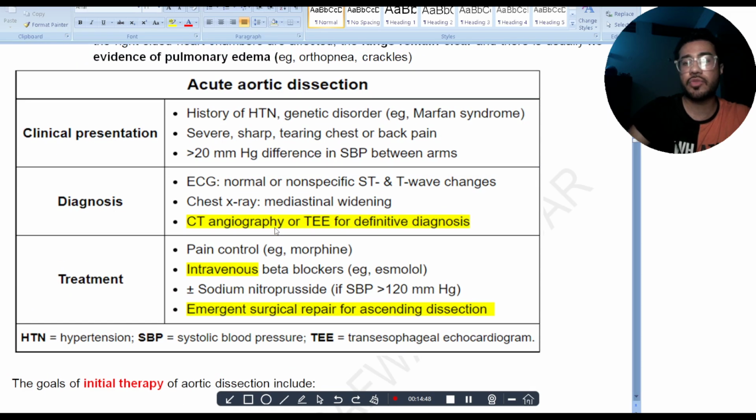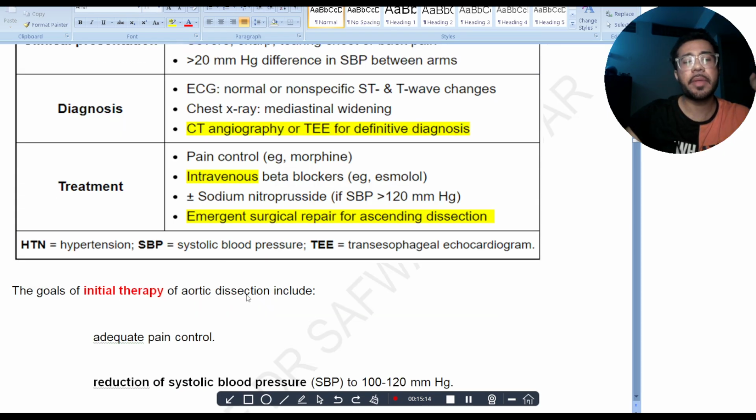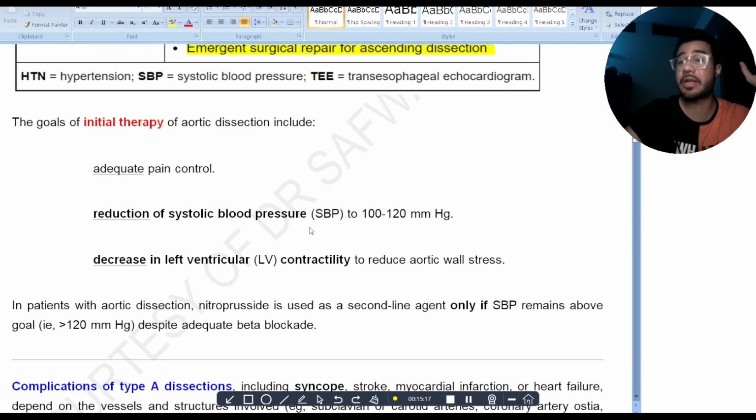So what is the management? The highest yield management is reduction of the systolic impulse. You need to reduce the systolic blood pressure as soon as possible so that the dissection does not propagate. That is the biggest thing that you need to remember about this. Whether you're going to repair it surgically or not is another debate, but the first thing that you need to do is reduce the systolic impulse. The goal of initial therapy is reduction of systolic blood pressure. Obviously the patient is in pain, so you're going to give pain control meds, but the main thing is to reduce the systolic blood pressure. Why? Because it is going to prevent the further propagation of the dissection.